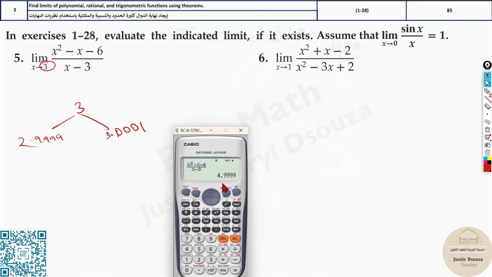It's almost 5. It's 4.999. That's 5. Let me write it down over here. For the 2.9 and left side, I'm getting 5. And what about the right side? Let me calculate it at 3.0001. It's again 5.001. So here, it's again 5. Basically, what we found out is over here, the limit as x approaches 3 from the negative side, I'll just write this entire thing as f of x, okay?